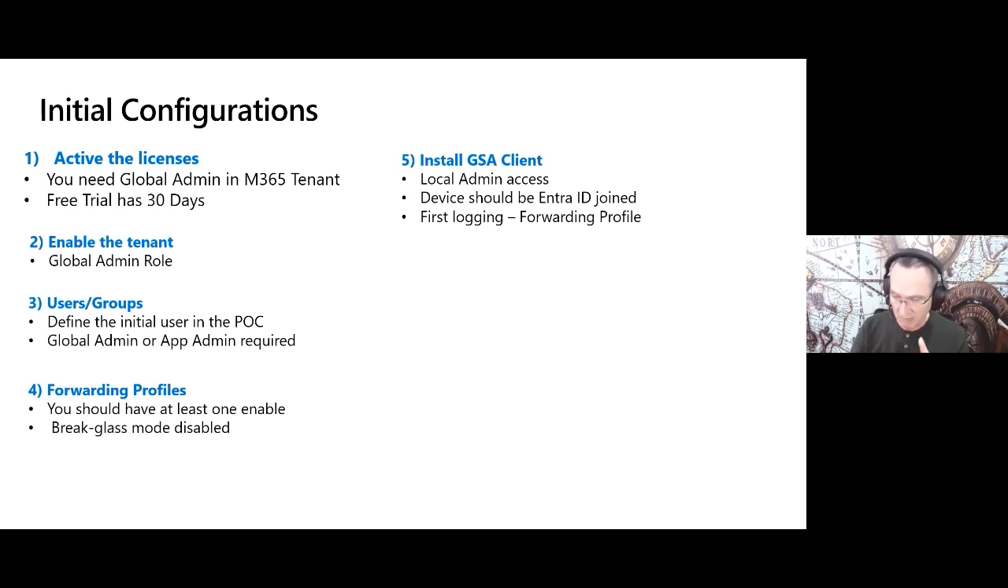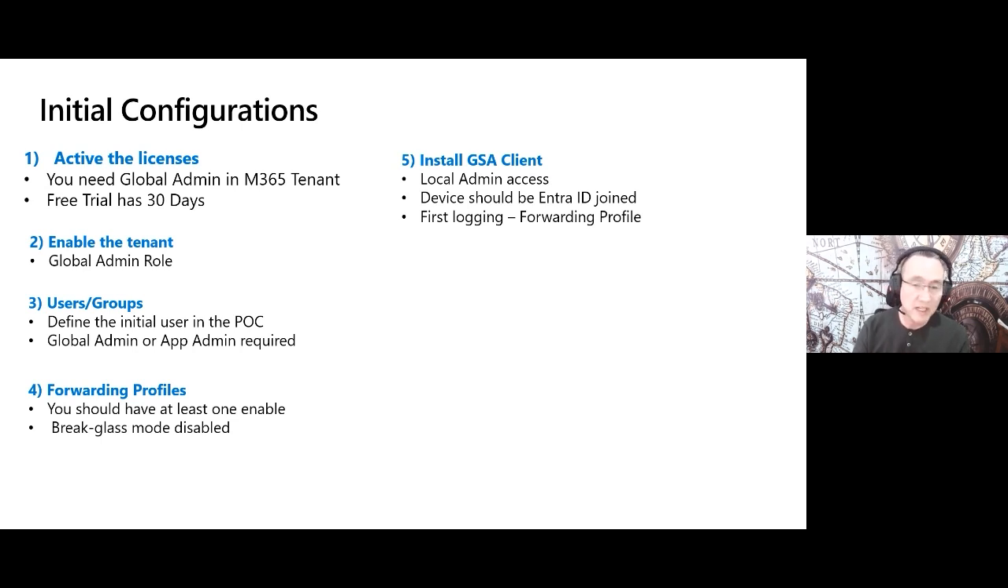So in the beginning of this POC, when the user starts to interact with this GSA client, sometimes it says, hey, I don't see anything in the forwarding profile, and here in the dashboard I enabled private access. So be patient. The first time sometimes takes more than 5 minutes to have the forwarding profile in your client. As soon as you have the first one, normally you have between 3 and 5 minutes to get a new one.